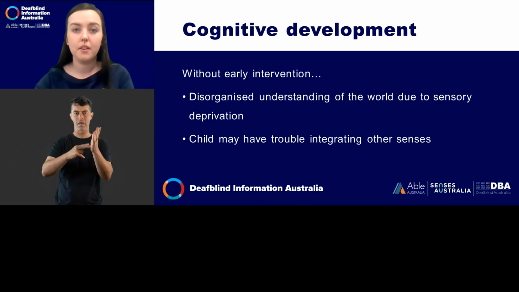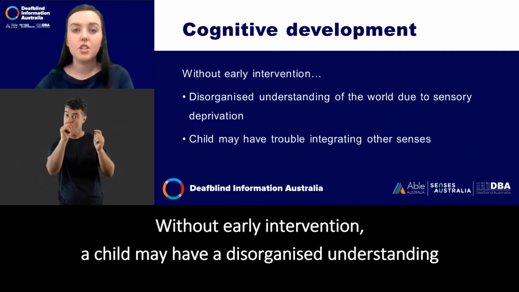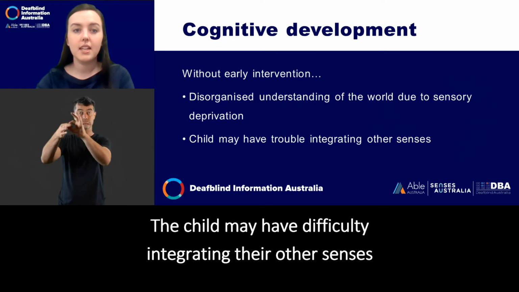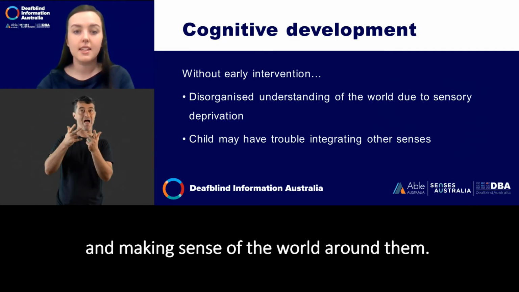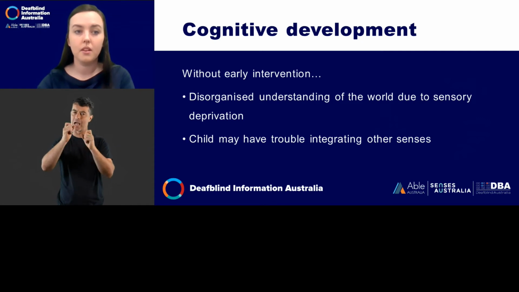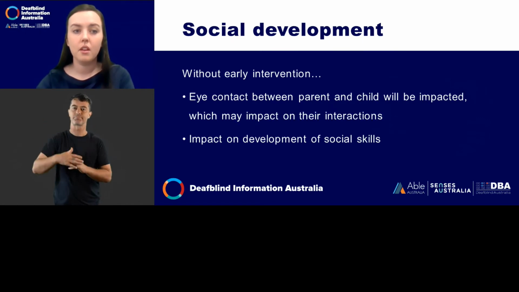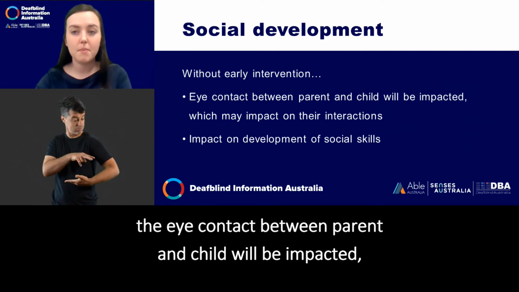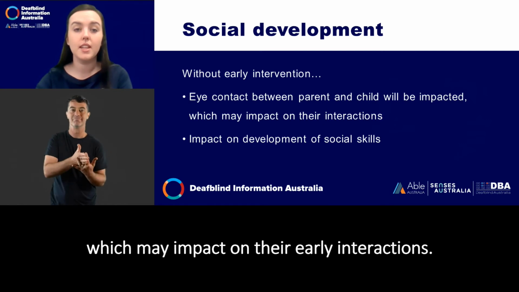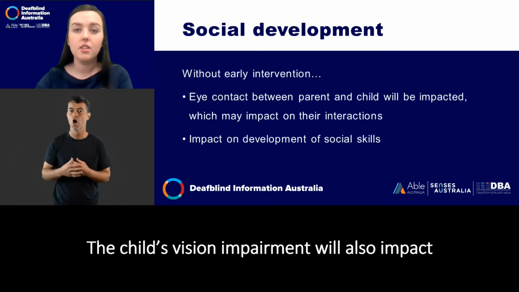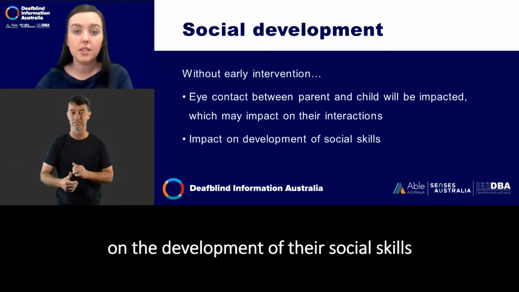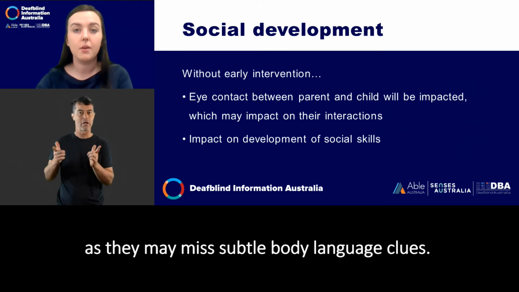Cognitive development. Without early intervention, a child may have a disorganized understanding of the world around them due to sensory deprivation. The child may have difficulty integrating their other senses and making sense of the world around them. Social development. Without early intervention, the eye contact between parent and child will be impacted, which may impact on their early interactions. The child's visual impairment will also impact on the development of their social skills, as they may miss subtle body language clues.